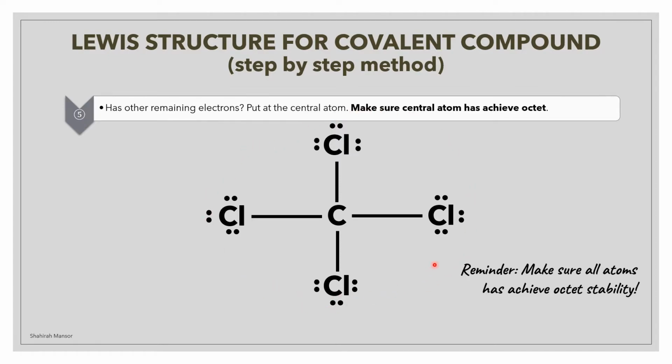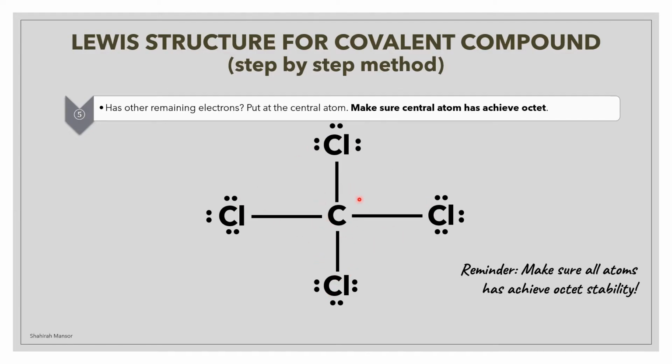But before that, you have to check once again. Make sure all terminal atoms and the central atom juga sudah mencapai octet. So for this chlorine, sudah mempunyai sebanyak 2, 4, 6, 8 elektron. Okay, ini pun 8, this one 8, this one pun 8. So all terminal atoms sudah mencapai octet stability.